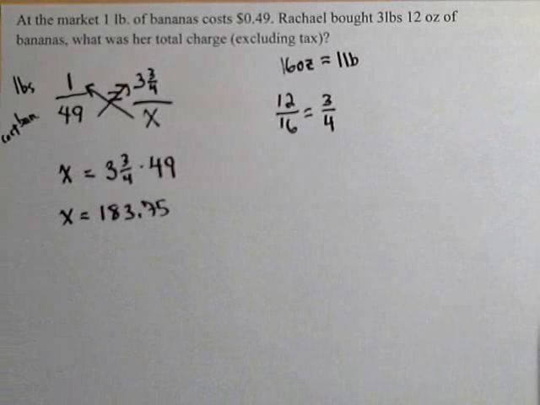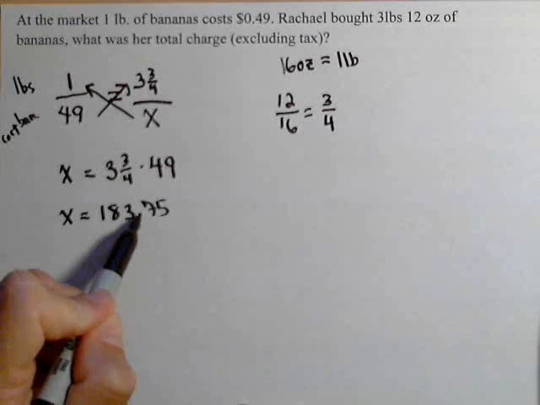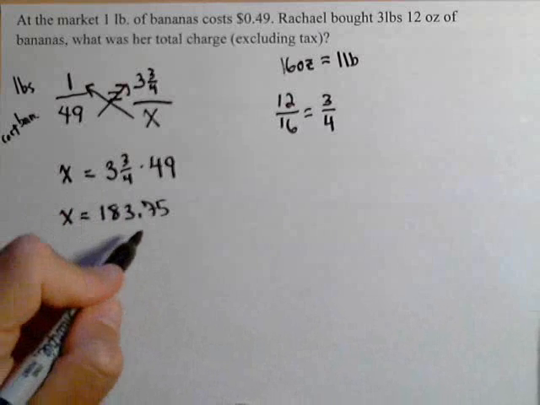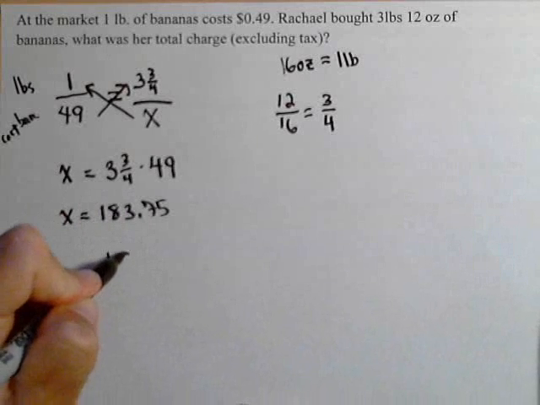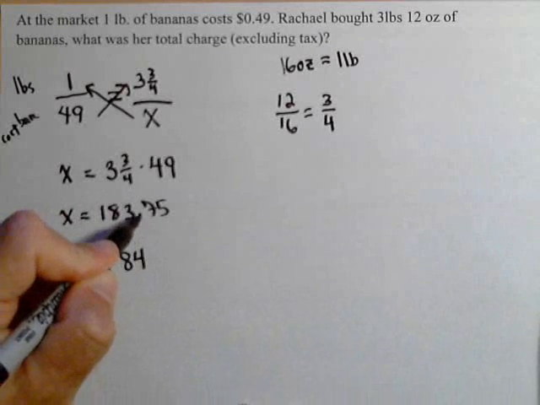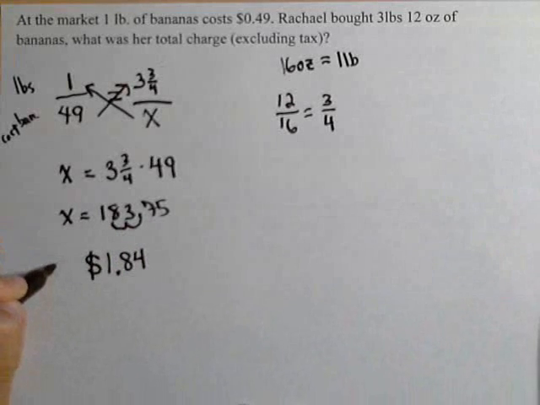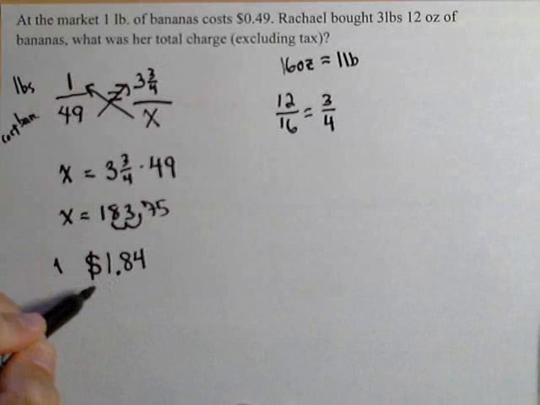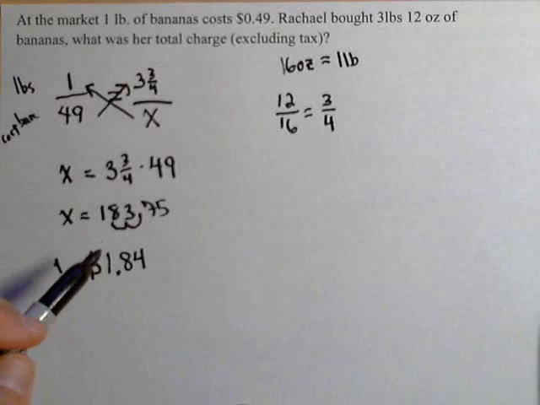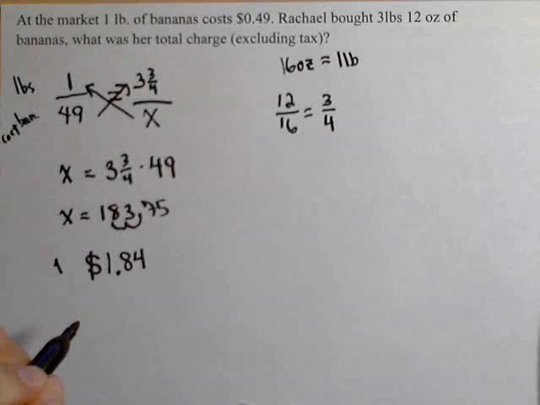Now, $183.75 is quite a bit for 3 3/4 pounds of bananas. Remember, we did this problem in cents. So what we're going to want to do is round this up. Maybe we'll use 184, and then we're going to move the decimal point 2 places to get it back into dollars. So the 3 3/4 pounds of bananas cost $1.84.